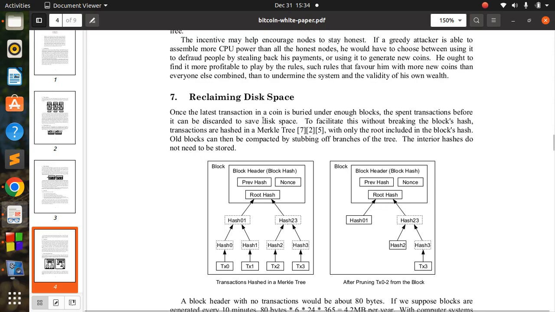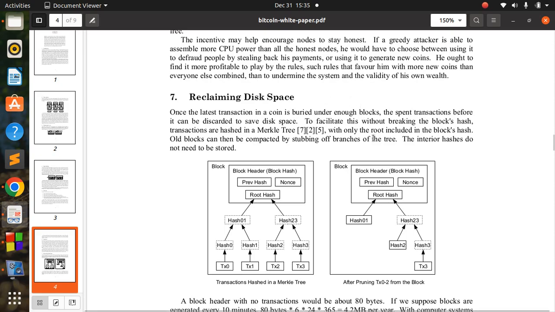Now, 7, reclaiming disk space. Once the latest transaction in a coin is buried under enough blocks, the spent transactions before it can be discarded to save disk space. This is what's happening in the network. It's more like once you have sent a text message, you can just delete it from your own end because you've already sent the message. That's as simple as that, to save your own phone memory.